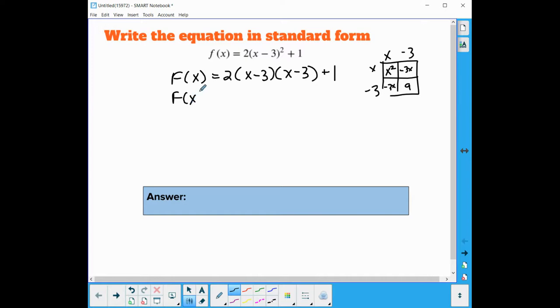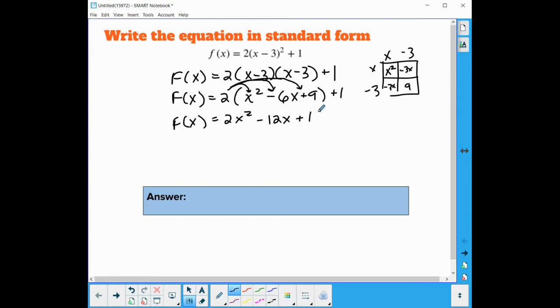So I can replace x minus 3 times x minus 3 with x squared minus 6x, if I combine those two negative 3x's together, and a positive 9. From there, I'm going to want to distribute my 2 into the parentheses, which is going to give me 2x squared minus 12x plus 18.